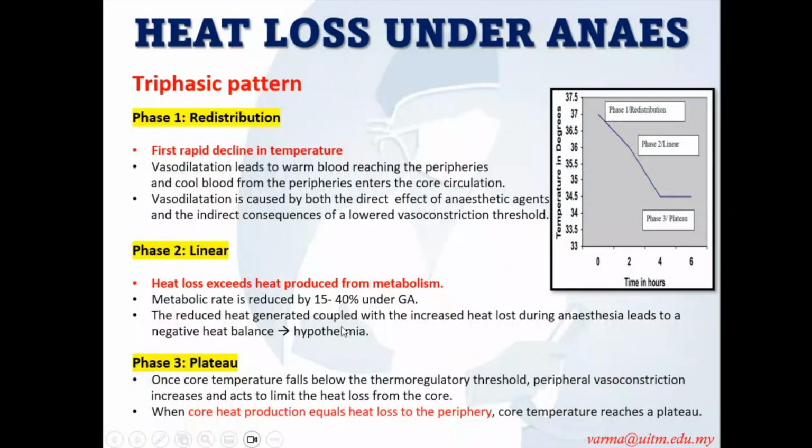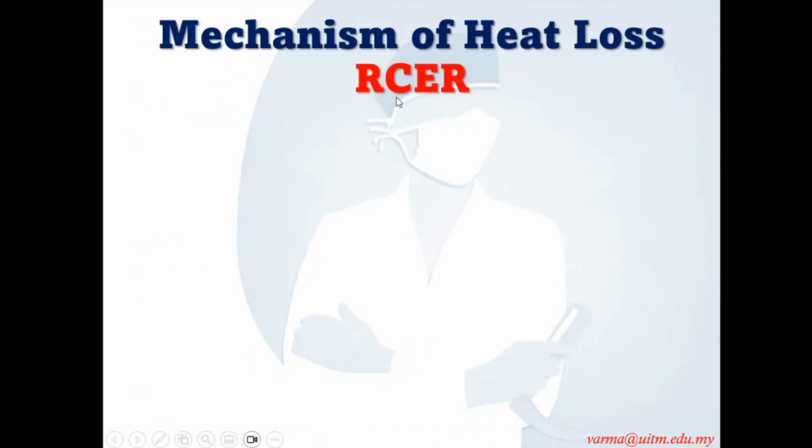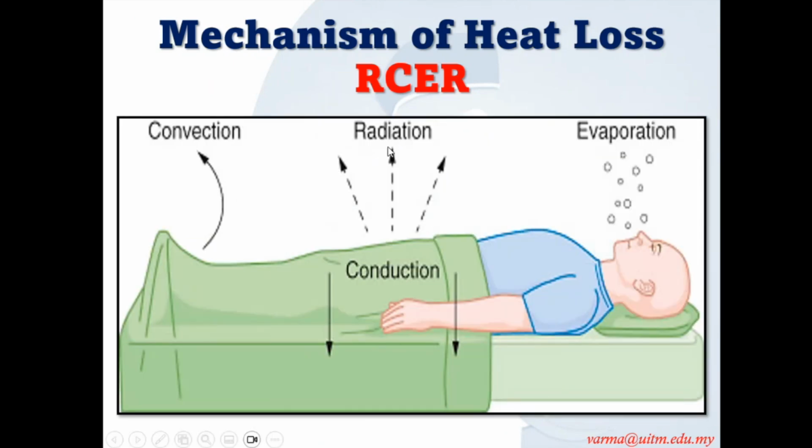So what are the mechanisms of heat loss under anesthesia? That brings us to this concept of the four R's. There are 4 to 5 main mechanisms. The main is 4. RCER. Number 1 is radiation, followed by convection. We'll discuss what each of these is and the mechanism of it. Radiation, convection, then you have evaporation. The final R is respiration and conduction. Respiration and conduction are usually coupled together.